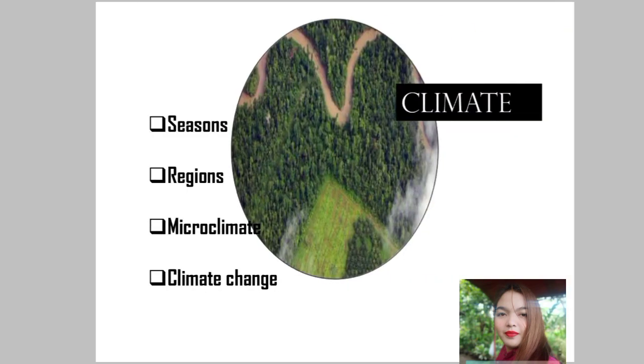So we have climate, seasons, the regions, the microclimate, and the climate change. So that's what we have in this world from the world climate change. We have two seasons, the dry and the wet seasons, and the regions. We have 1, 2, 3, 4 climates, microclimate, which is type 1, type 2, type 3, and type 4 climate, which is divided from Luzon, Visayas, and Mindanao.